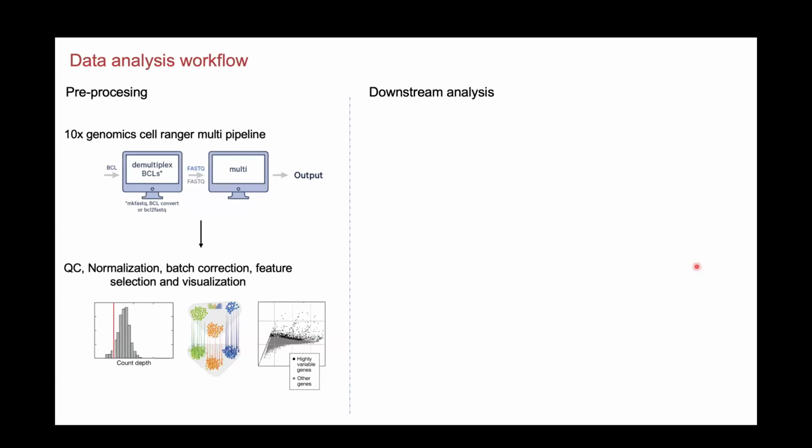For the data analysis, we follow this workflow. First, for the pre-processing, we use the Cell Ranger Multi pipeline from 10x Genomics to process the raw data into the necessary outputs to continue with the pre-processing part, which includes quality control, normalization, batch correction, feature selection, and visualization, for example, UMAP or t-SNE visualization. Next, in the downstream analysis, once we complete the pre-processing, first we start with the clustering and cell annotation.